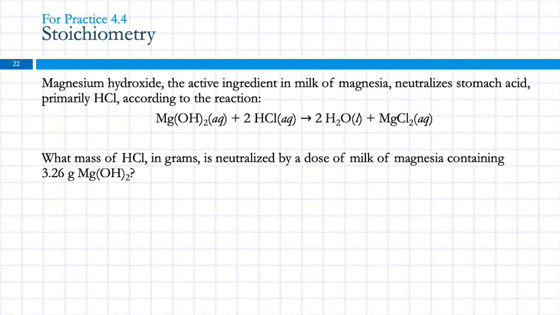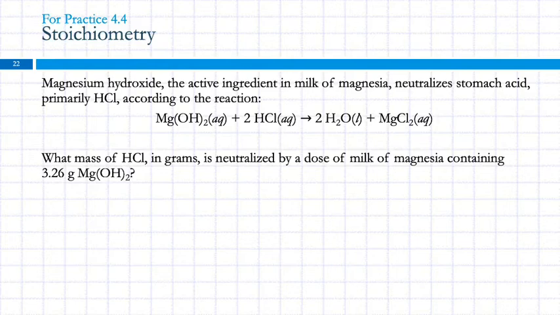Let's do another stoichiometry problem. Magnesium hydroxide, the active ingredient in milk of magnesia, neutralizes stomach acid, which is primarily HCl, according to this reaction. What mass of HCl in grams is neutralized by a dose of milk of magnesia containing 3.26 grams of magnesium hydroxide?